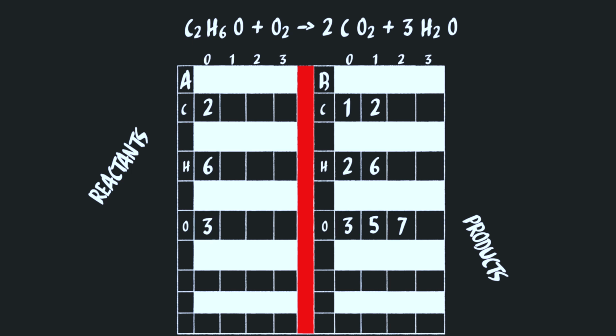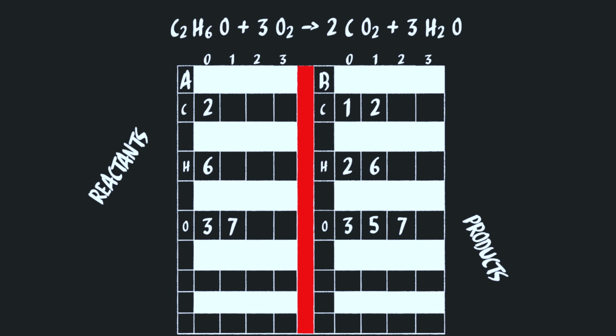So if we put a 3 in front of the O2 on the reactant side, we're left with 7 oxygens on the reactants, and because of the accommodation we had to do before, we're also left with 7 oxygens on the product side. So the final balanced product will be C2H6O plus 3O2 yields 2 CO2 plus 3 H2O. Okay, problem 1. Next problem.